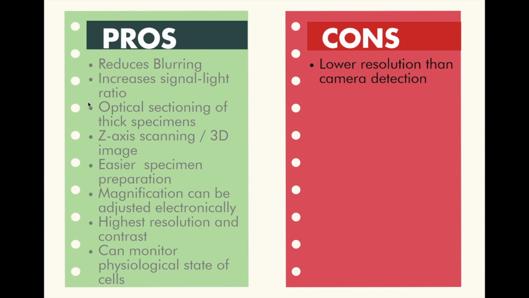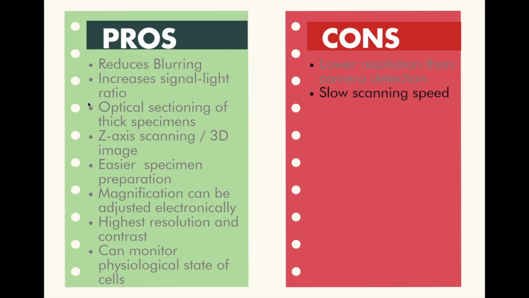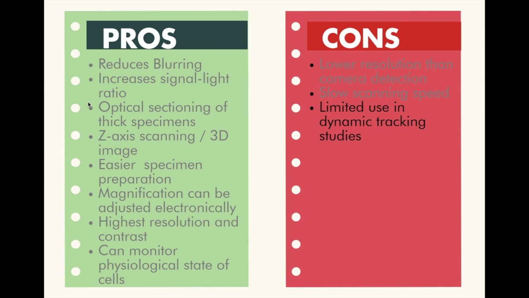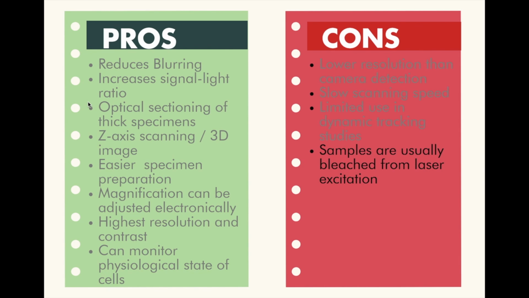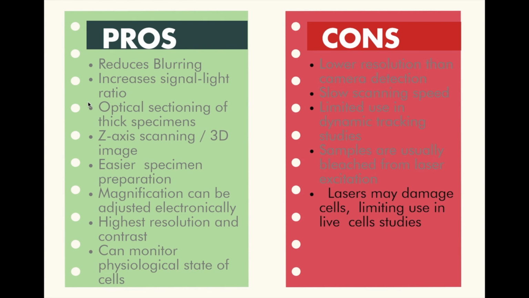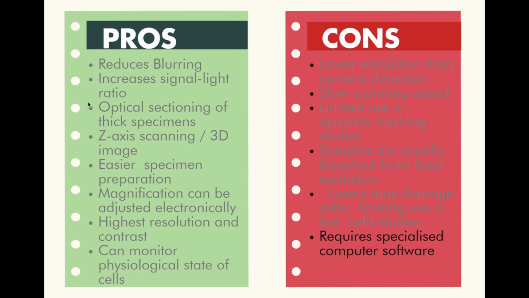Now, moving on to the disadvantages. The confocal microscope has a lower resolution than camera detection. It may be very powerful, but it has a low scanning speed. It is also limited when used in dynamic tracking studies. Moreover, samples are usually bleached from laser excitation. Lasers also cause damage to the cells, which limits the use in live cell studies. Lastly, it requires specialized computer software and it is highly expensive.